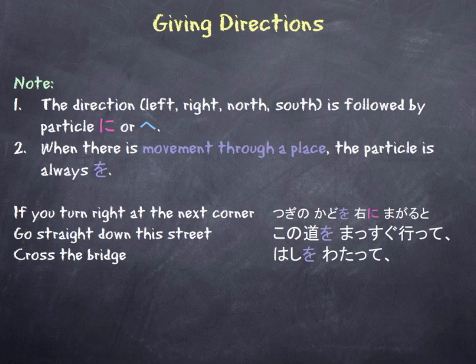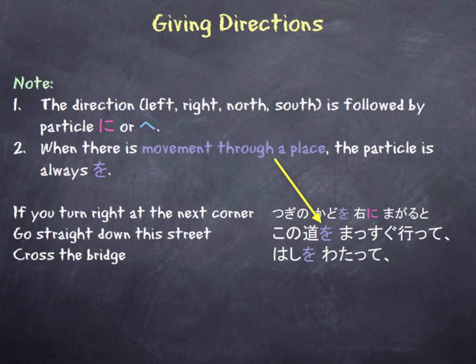Let's have a look at a second example. Go straight down this street. この道をまっすぐ行って. So again, we're moving through a location. In this case, we're moving down the street. So our word for road or street is michi, and it's followed by the particle wo.